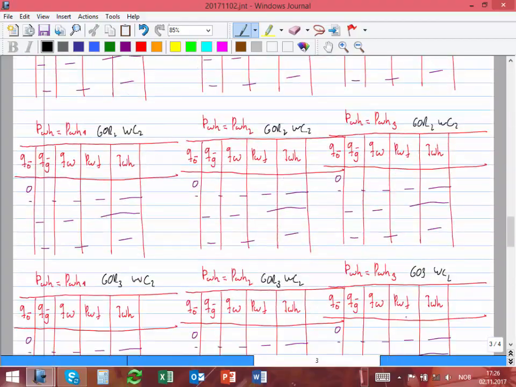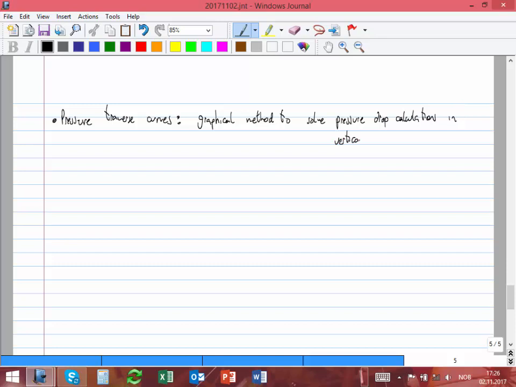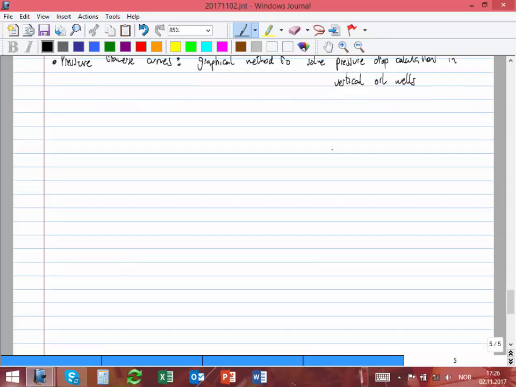Okay? Yes, so now that one is finished. Let's talk about pressure traverse curves. Okay. And this was a technique that actually is a graphical method to solve pressure drop calculations in oil wells. In vertical oil wells, okay? And basically the observation was the following.